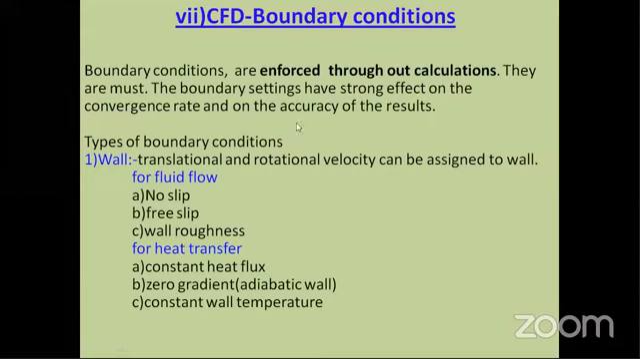So the default condition is no slip. Okay. And the next condition is the free slip condition. What does free slip mean? There will not be any viscosity and it will be easy for the fluid to move.